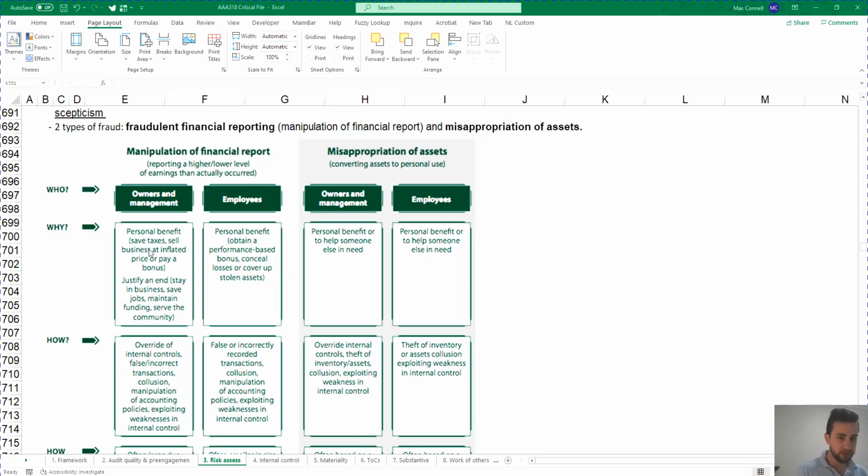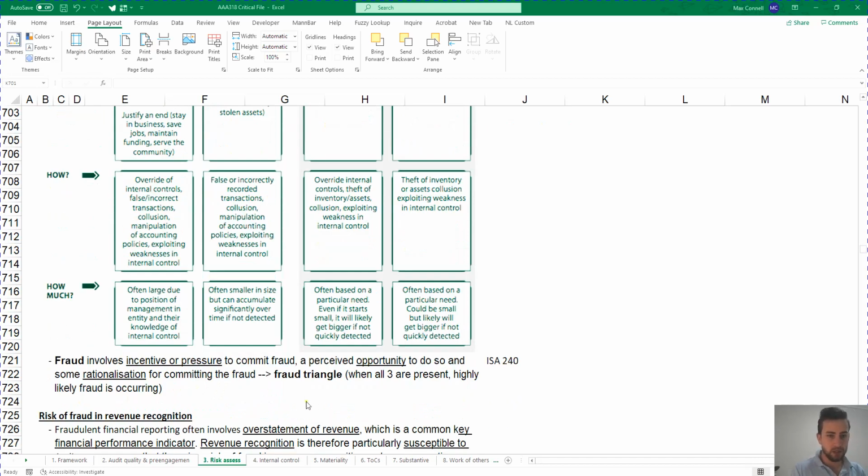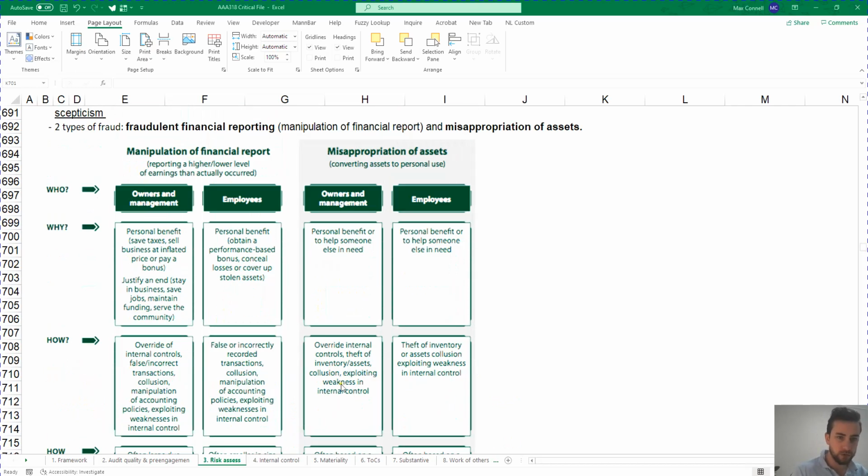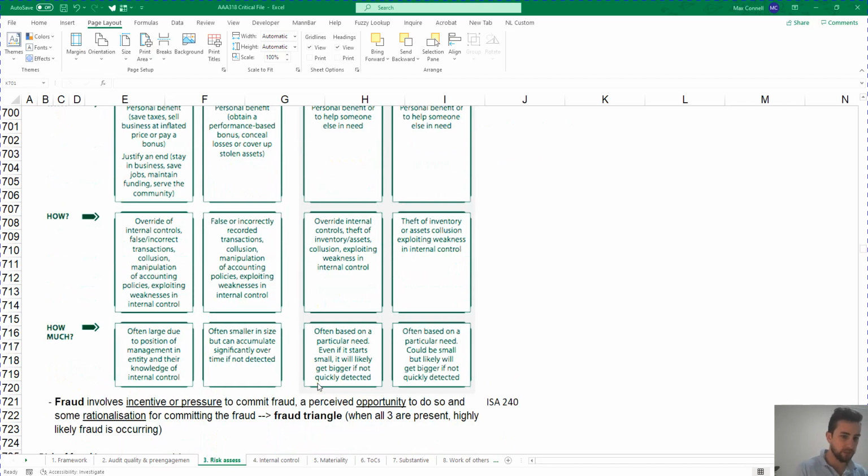How, for owners and management, might be the override of internal controls, false or incorrectly recorded transactions, collusions, manipulations of accounting policy, exploiting weaknesses in internal control. For employees, it might be false or incorrectly recorded transactions, collusions, manipulation of accounting policies, exploiting weakness in internal control. And how much? For owners and management, often a large amount due to the position of management in the entity and their knowledge of internal control. For employees, it's often smaller in size but can accumulate significantly over time if not detected.